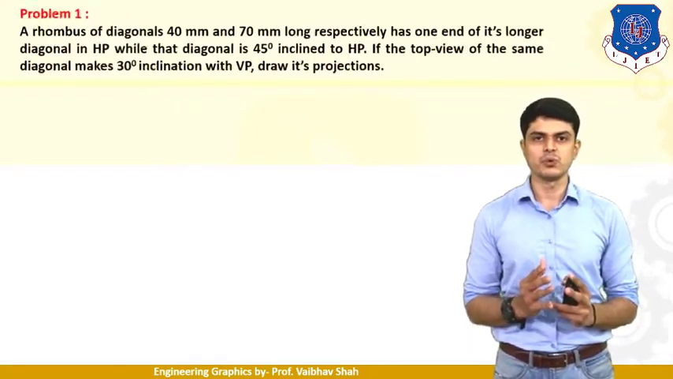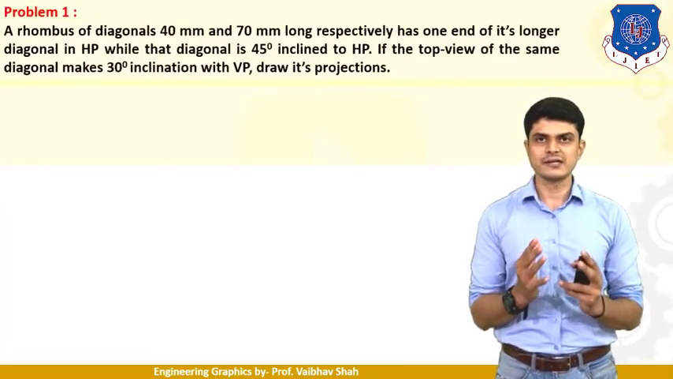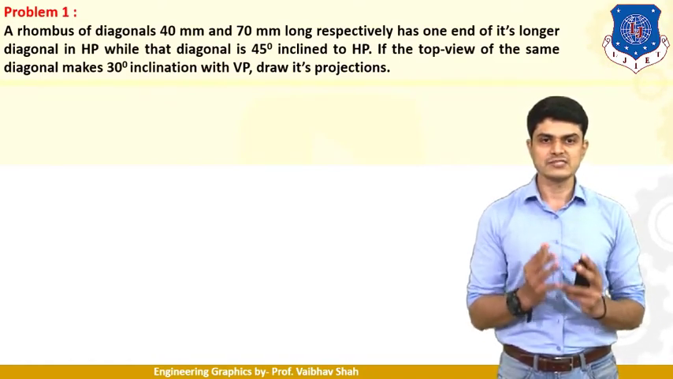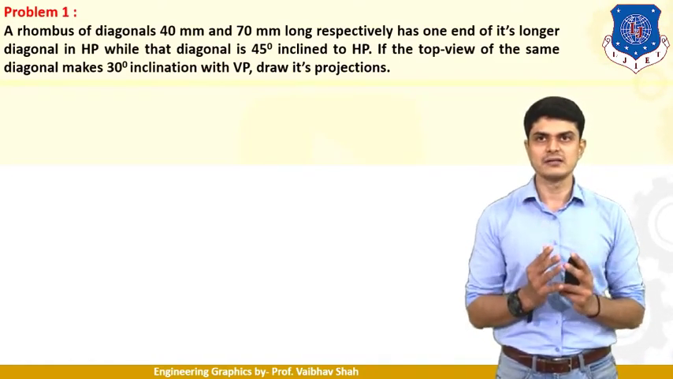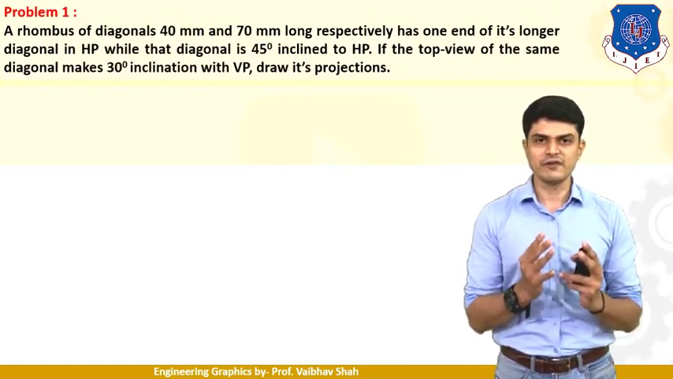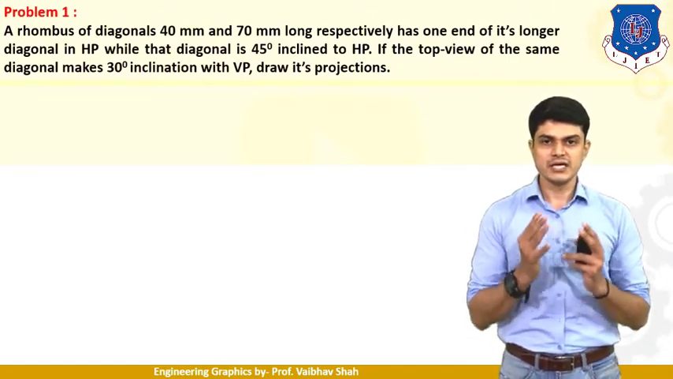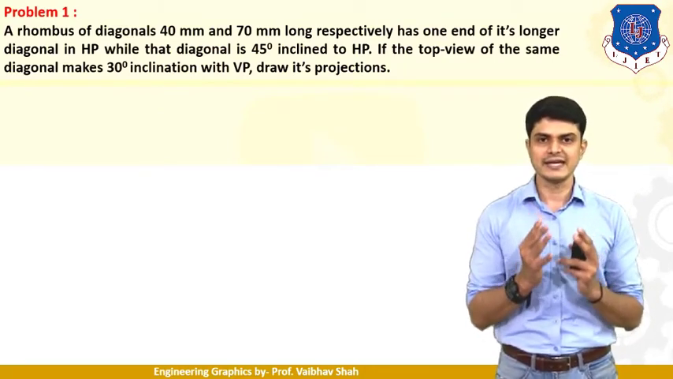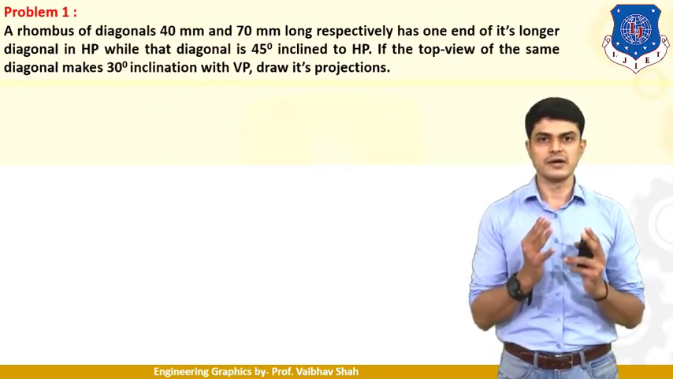Example number 1. A rhombus of diagonals 40 mm and 70 mm long respectively has one of its longer diagonals in HP. The diagonal is 45 degrees inclined to HP. If the top view of the same diagonal makes 30 degrees inclination to VP, draw its projections.